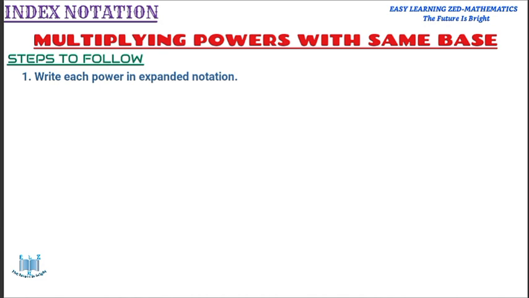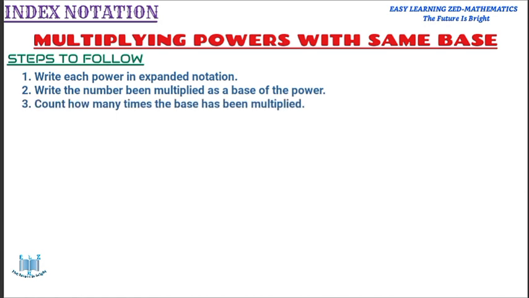Once you have finished writing the powers in expanded notation, the next thing you need to do is write the number being multiplied as the base of the power. So you pick the number which is being multiplied. When you write in expanded notation, there's a number that is multiplied repeatedly, so you pick that number. And remember, we are multiplying powers with the same base. That means we are going to have the same number being multiplied repeatedly in both terms.